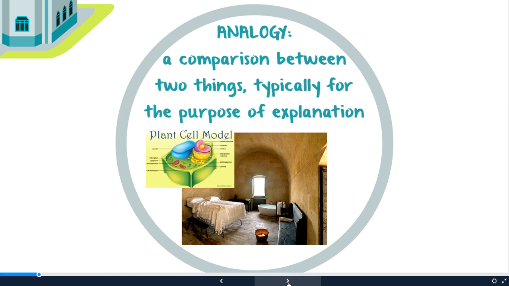So an analogy is a language arts term, but we actually use analogies all of the time. They help us understand the meaning of words better. They give us a deeper understanding. And an analogy is simply a comparison between two things. We usually do it for the purpose of explanation.